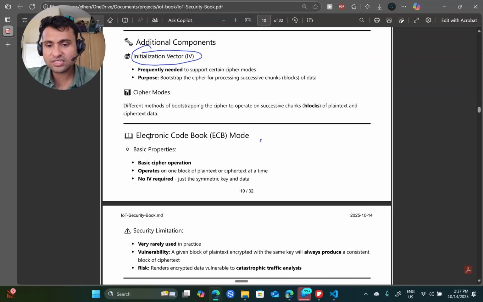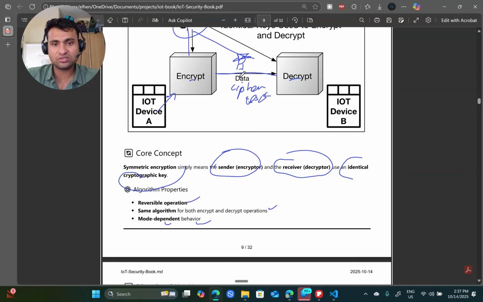What I just described to you is a very basic cipher operation, and it is called electronic code book, ECB mode, in which there is just one block of plain text and ciphertext at a time, and no initialization vector is required. What an initialization vector does is that after every successive chunk of plain text and ciphertext data, it modifies the key, keeps rotating the key, so that the same data getting transmitted over the channel appears different over the communication stream.